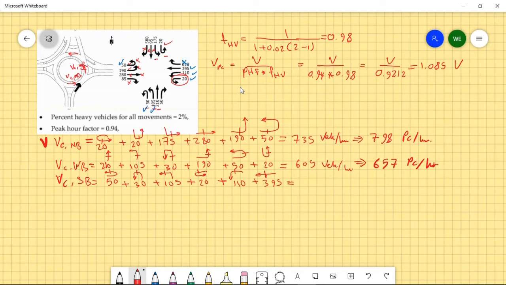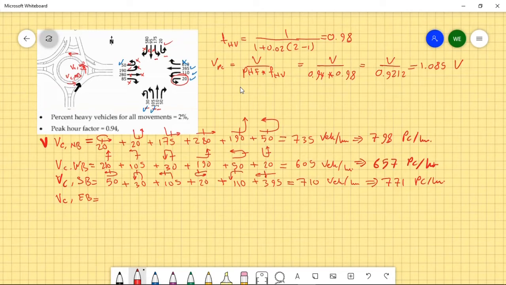710 vehicles per hour, which can be seen as 770, 771 passenger cars per hour. V conflicting with the eastbound, with the southbound. Okay, no, with the eastbound.